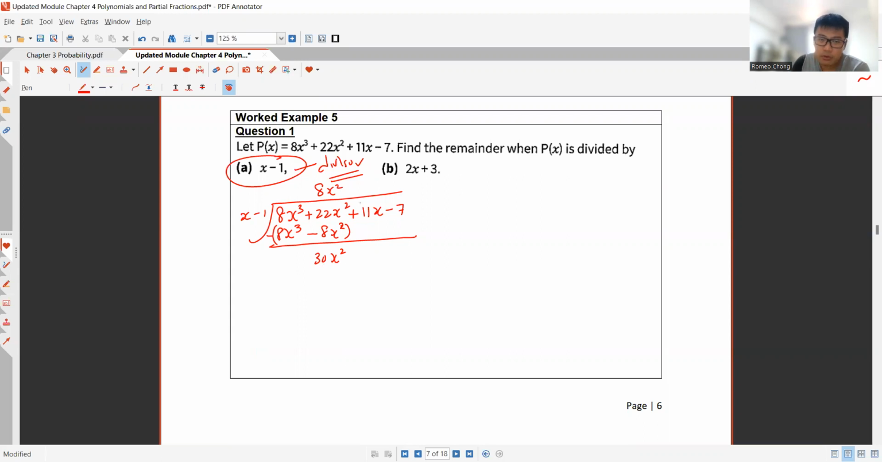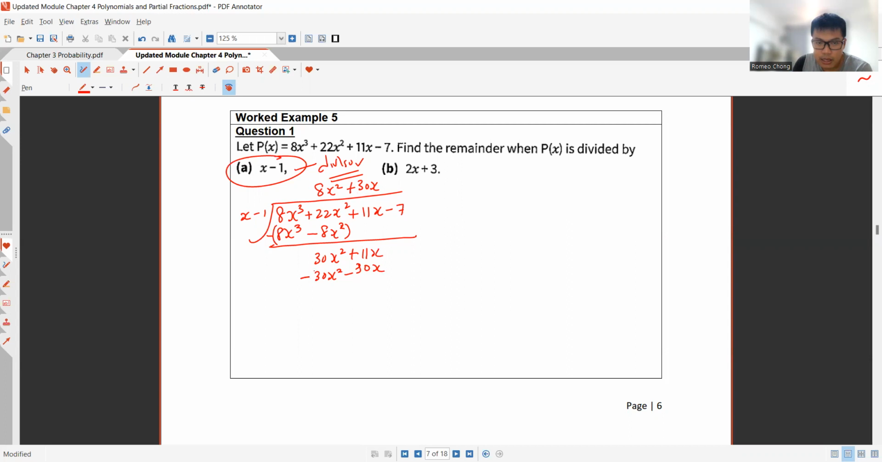Then after that, you bring down your 11x. When you bring down 11x, now you compare with the divisor. So let's say I want to remove this 30x squared. That means I have to multiply my x minus 1 with 30x, so I put plus 30x here. 30x multiplied by x, I get 30x squared. Then 30x times -1, I get minus 30x.